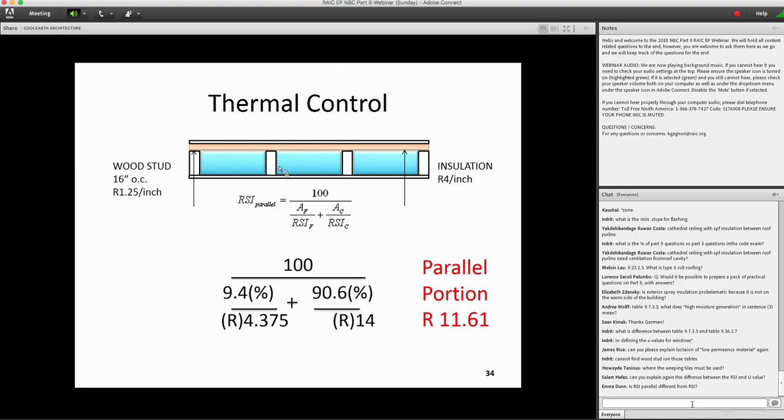Can the vapor barrier be used as an air barrier or vice versa? Yes. The vapor barrier, as a rule of thumb, has to be on the warm side. So whatever you use as a vapor barrier has to be on the warm side. You can use a poly, you can use OSB, you can use plywood.